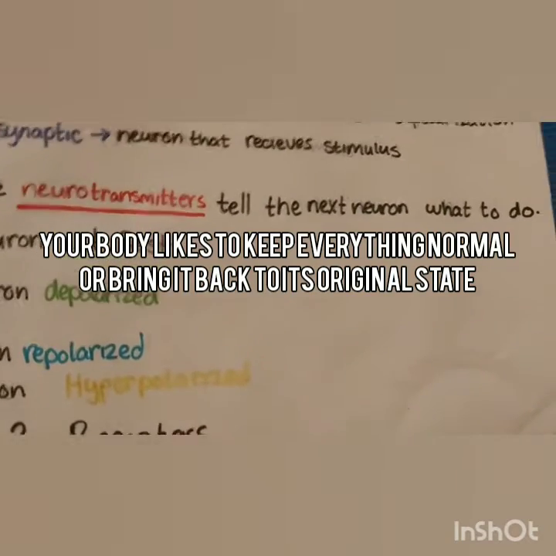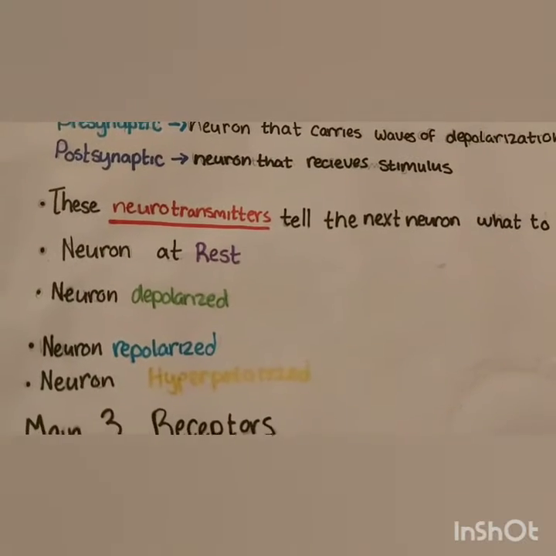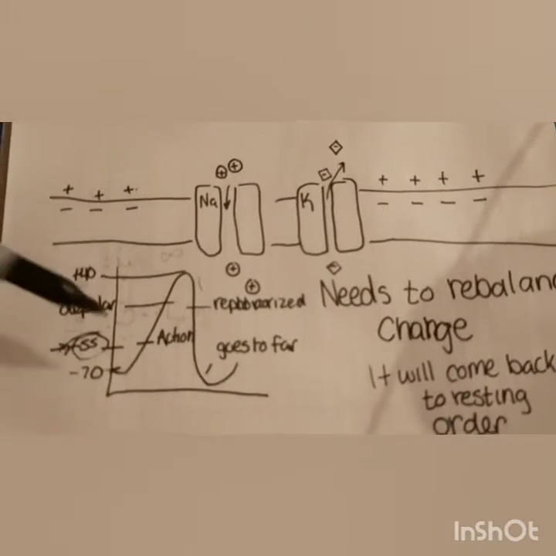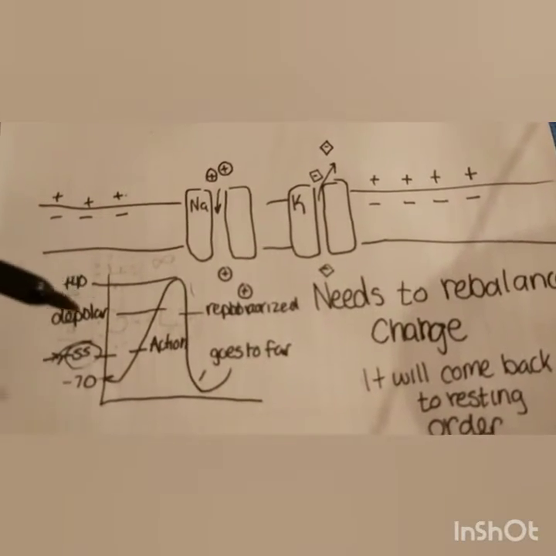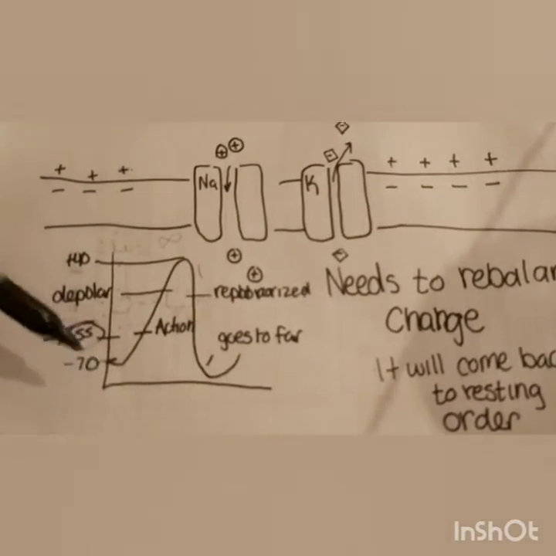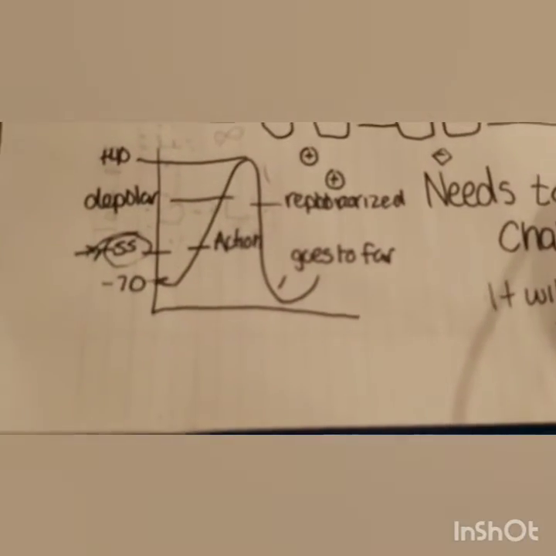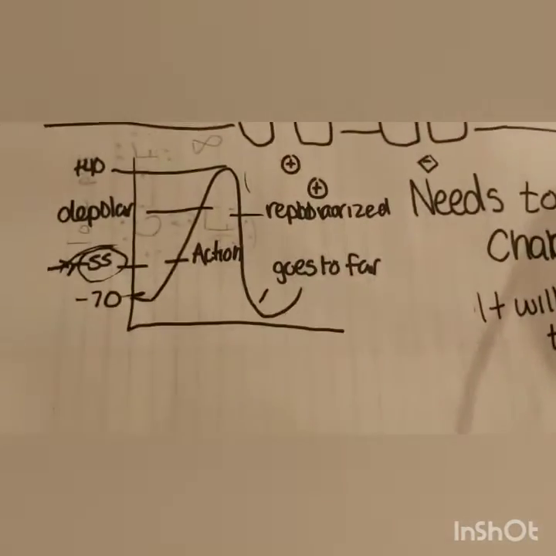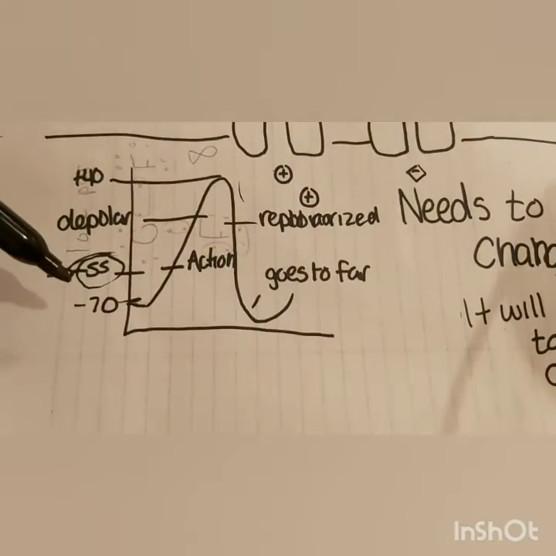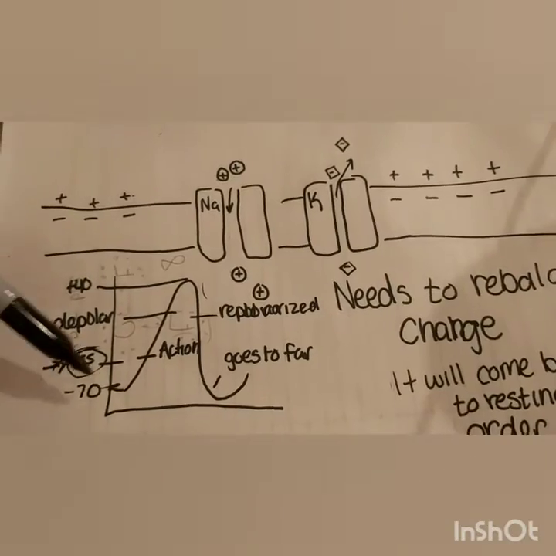Now I want to show you guys on a graph what this would look like because it's much easier to explain. Okay guys, so I have a picture and a graph to go over to help you understand this more. So we have -70. This is where the neuron starts, at -70. Nothing has happened yet. It's a neuron at rest. Then -55 is the action potential.